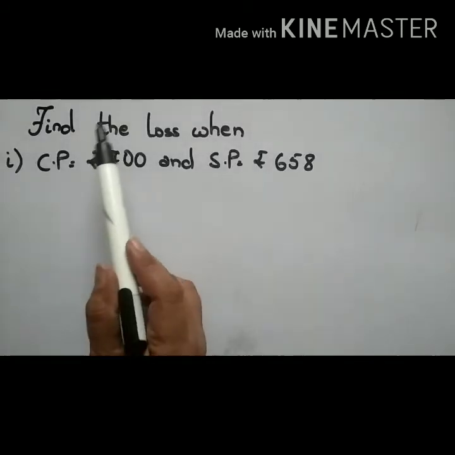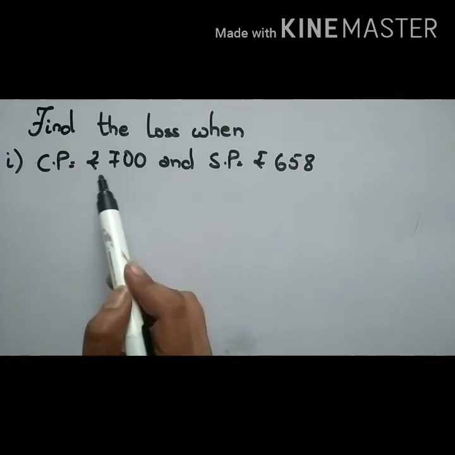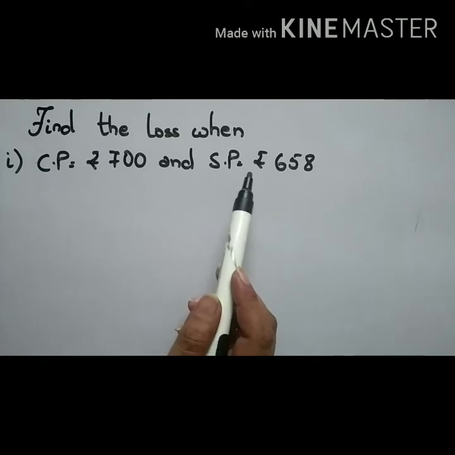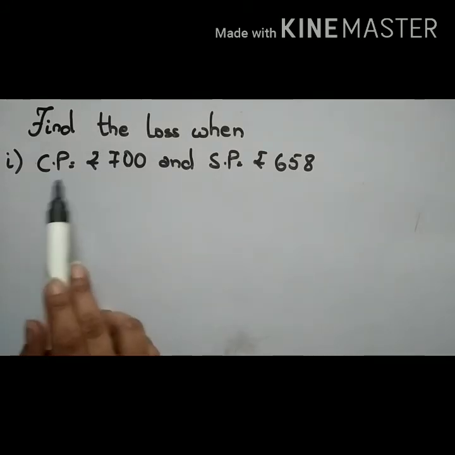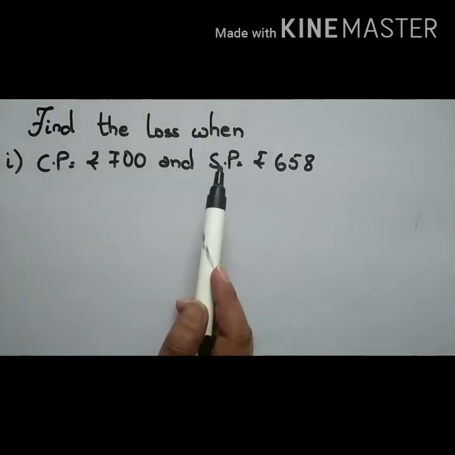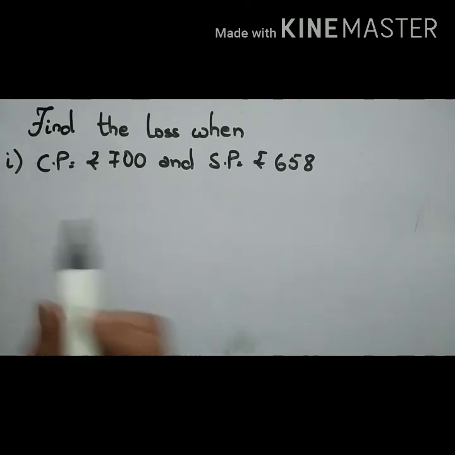Next question is find the loss when cost price is equal to rupees 700 and selling price is equal to rupees 658. We can observe that in this case cost price is greater than that of the selling price. So this implies he has incurred the loss.